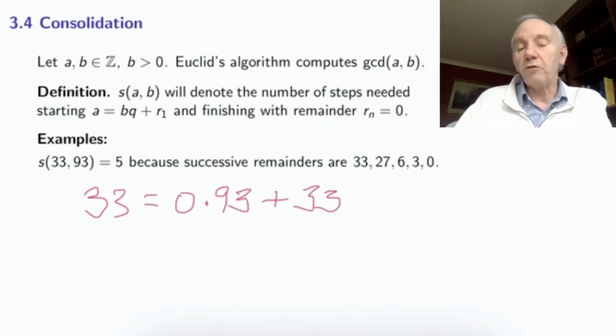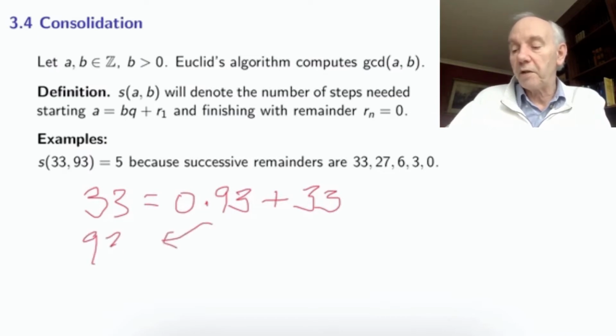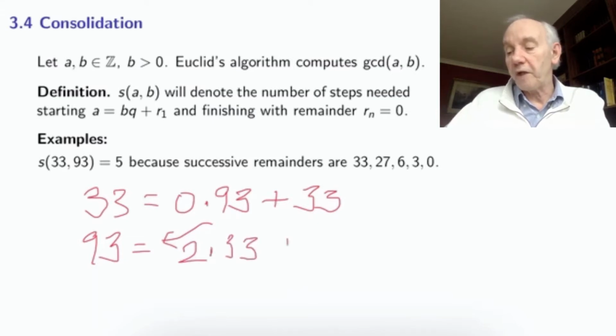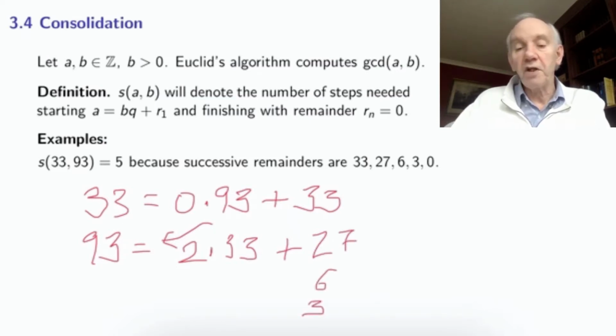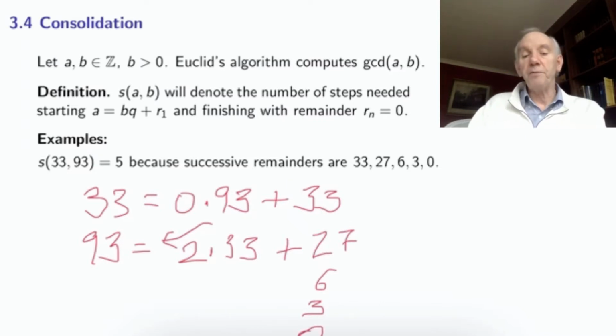And then Euclid's algorithm tells you, well, you take this number down, and you then take this number, and you try and divide that by the remainder. And, of course, this time we're back to what we did before. 93 is equal to twice times 33, and the remainder is 27. And then you keep going, the next remainder will be 6, and then we get a remainder of 3, and finally we get a remainder of 0, as in fact we did before.